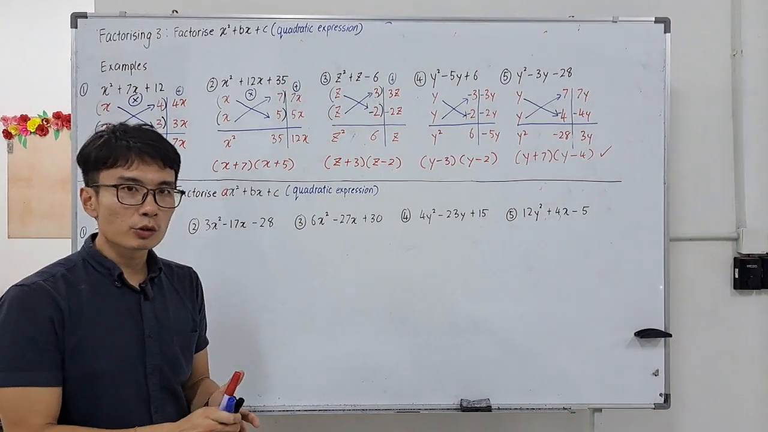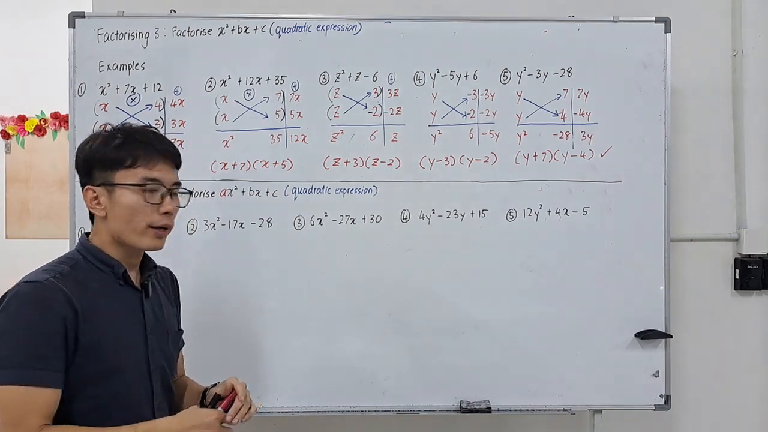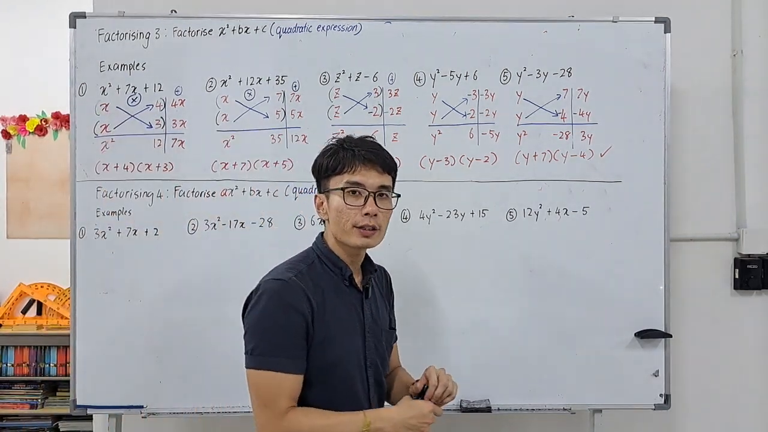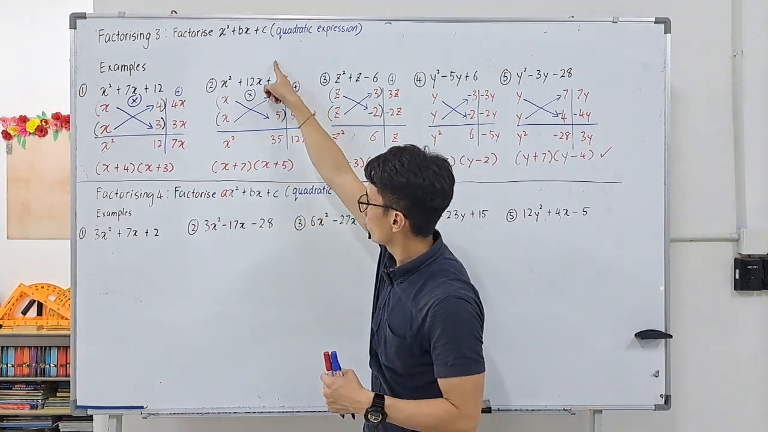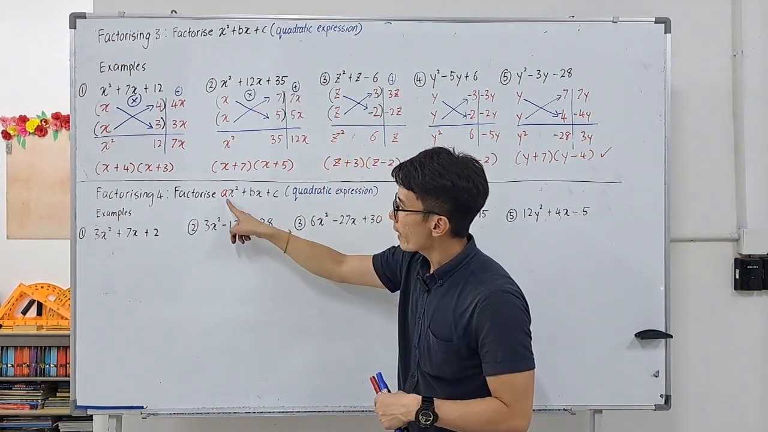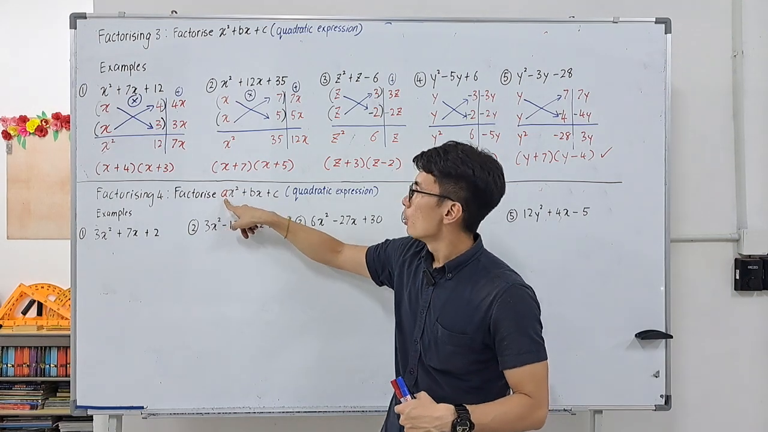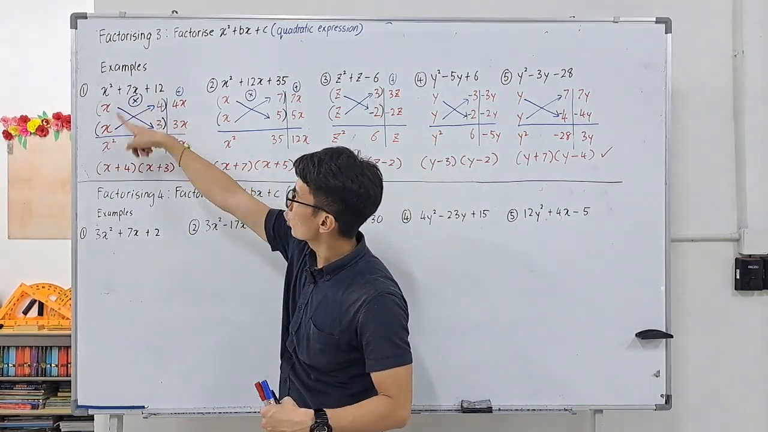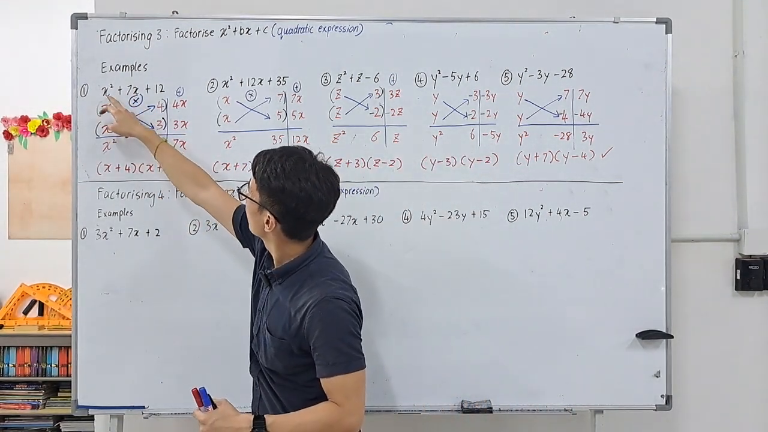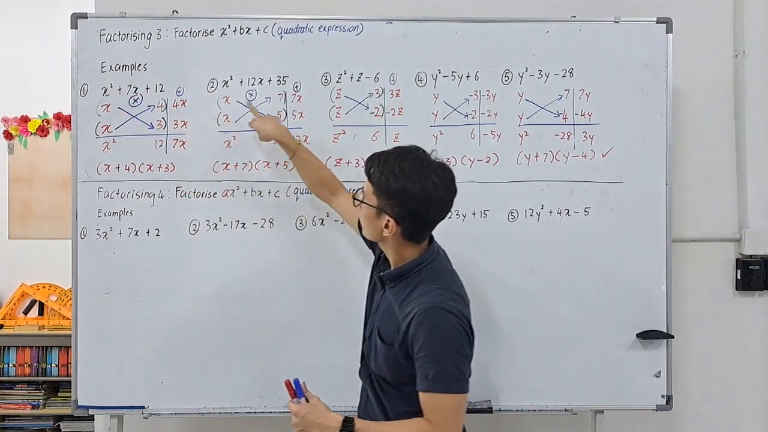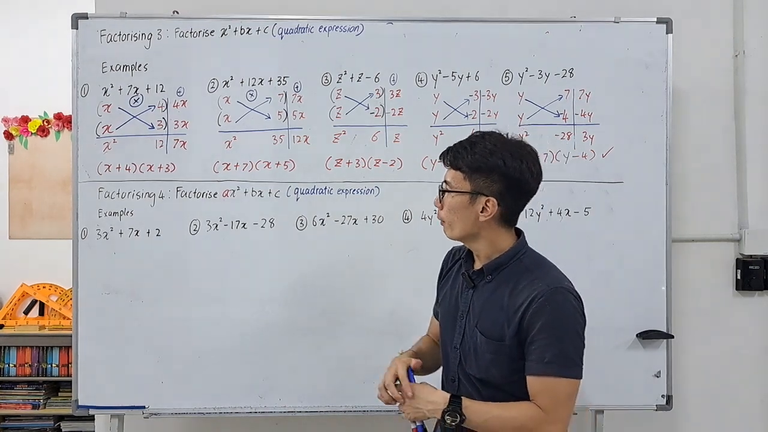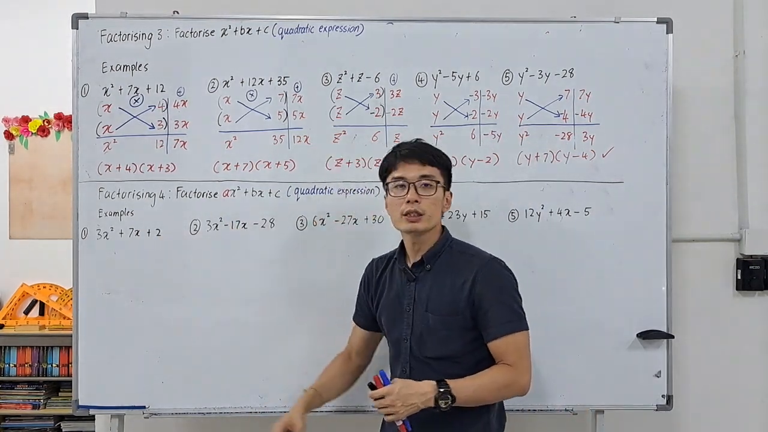Okay, so what are we gonna do next? We are still going to factorize a quadratic expression, but this time, what's the difference between this and this? We're gonna add some values over here. So at first, if you notice over here, the first term is all x squared, right? And every pair is the same, right? But what I'm gonna do is add some numbers over here.